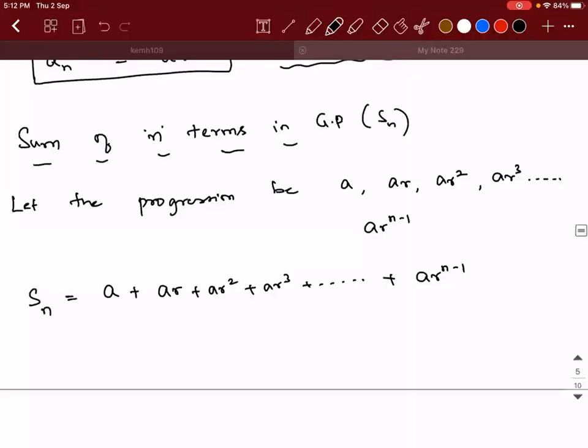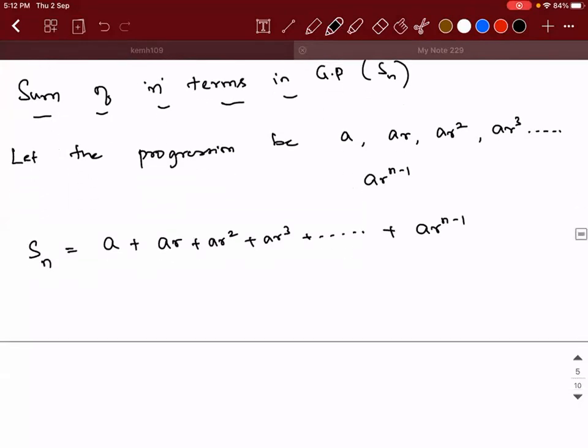You want to take A common, sir? Does that form any GP? It is obviously a GP, right? It doesn't matter whether you have that A or not. It is still a geometric progression. 1 plus R plus R square plus so on is still a geometric progression. It's a geometric series, I can say, rather. See, here the problem is too many terms, right? So what we will do is look at the logic.